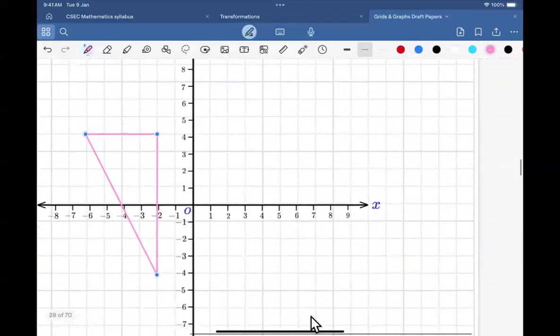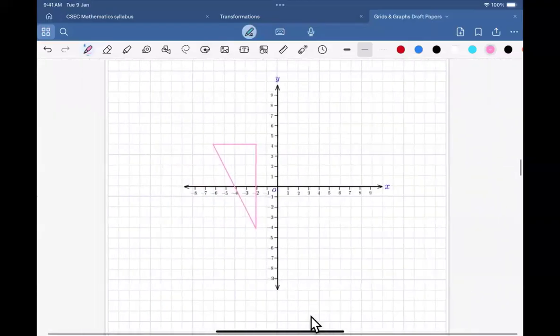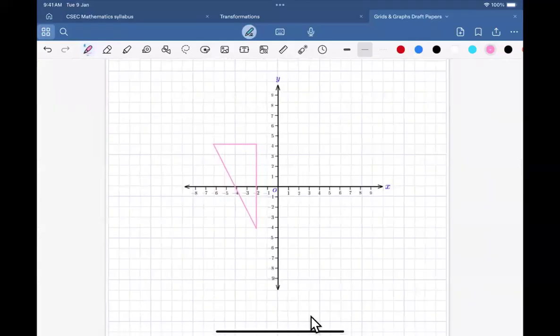I want you all to draw the image for me about the y-axis. So, you listen to what I said. I want you all to reflect that shape for me about the y-axis. And this is reflection. Reflect the shape about the y-axis. I don't have a ruler, you know. Well, just draw a sketch or something.